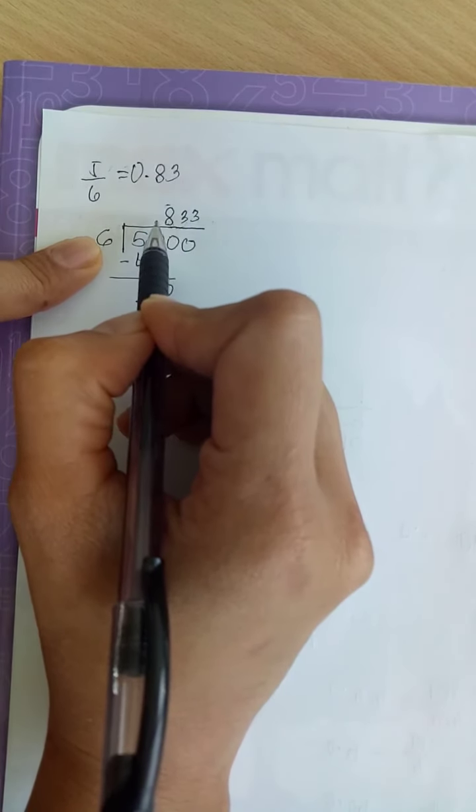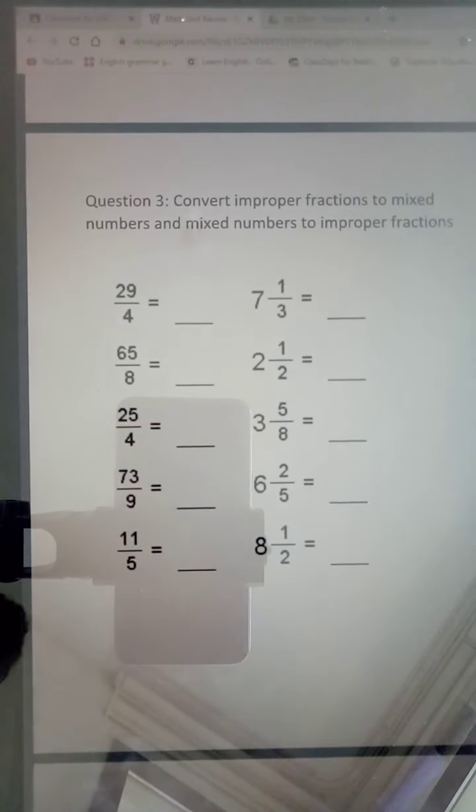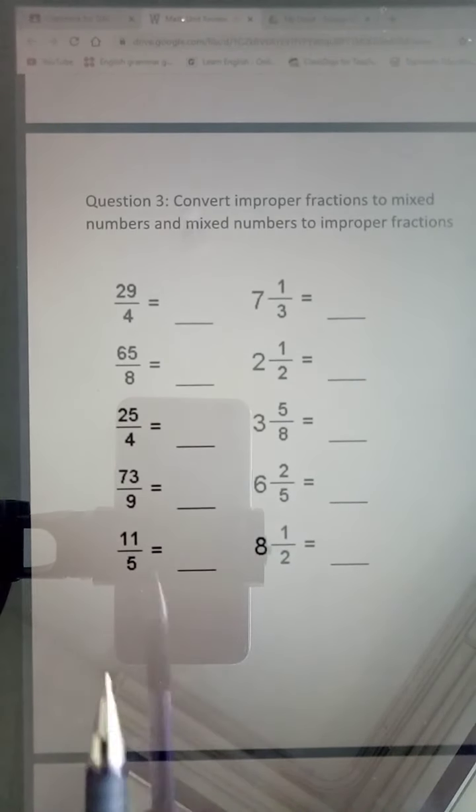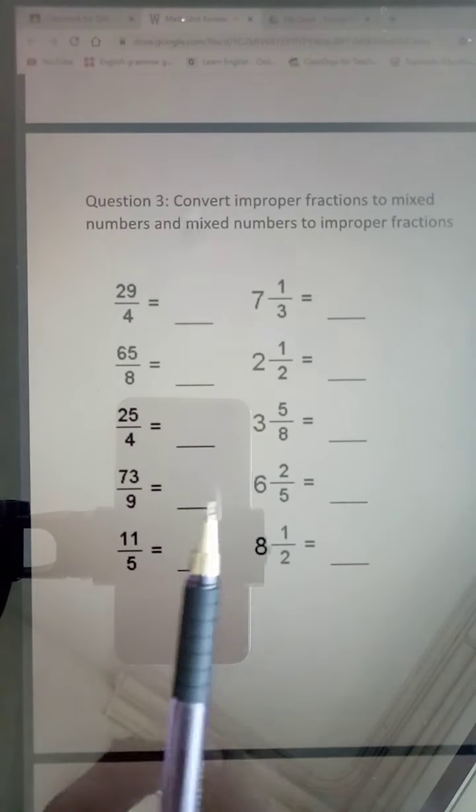Okay, so next review is converting improper fractions. This time we have an improper fraction converted to a mixed fraction, and a mixed fraction converted to an improper fraction. Okay, we are going to do that. I'm going to give you an example, or rather examples. We're actually using this method when we multiply or when we subtract fractions.